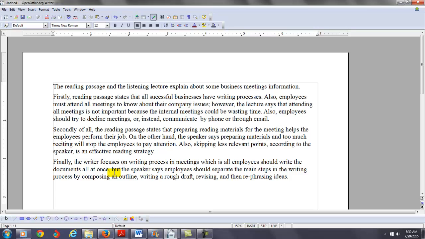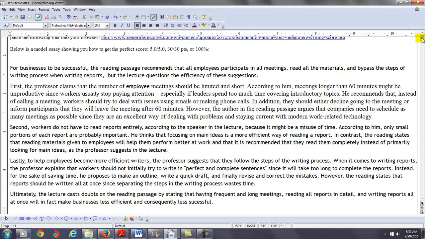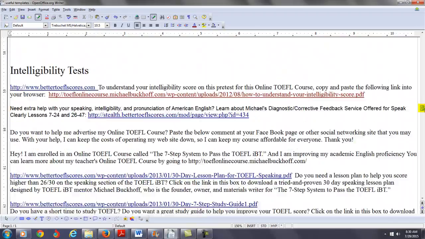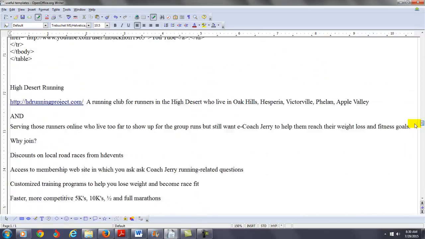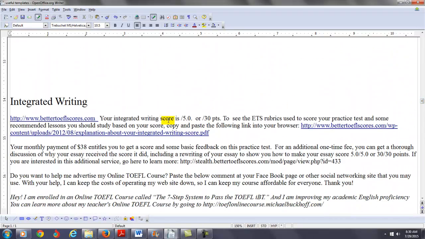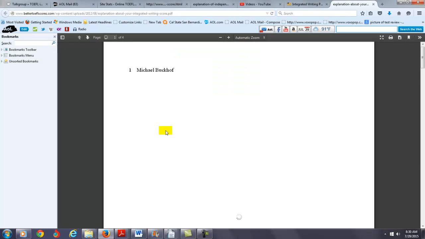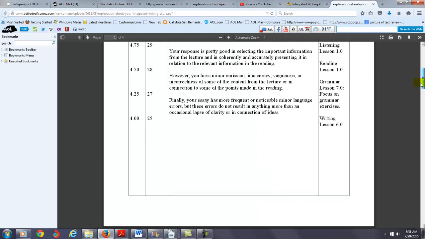So again, but the speaker says employees should separate the main steps in the writing process by composing an outline, writing a rough draft, revising, and then rephrasing ideas. Okay, so we're good. Now, the next question is, what is your score? That's what we got to figure out right now. So on this one, it's going to be tough. I don't think you can score in the 4 range here.